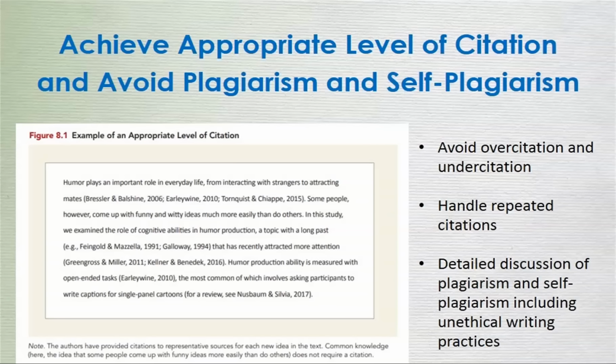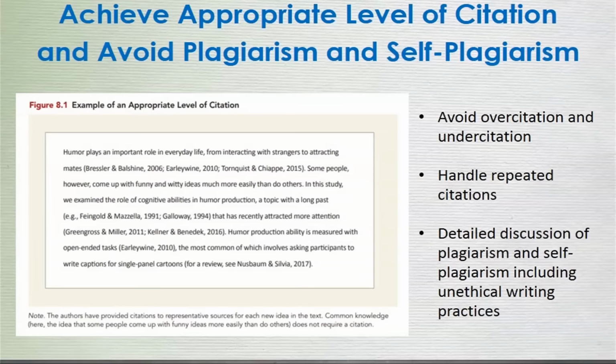The first thing the chapter begins with is discussing the appropriate level of citation. People often have questions about whether they should put a citation just at the end of the paragraph, or if it is okay to have multiple citations. So we give this example, and we talk about why it's important to achieve the appropriate level. Under-citation can lead to plagiarism and self-plagiarism issues.